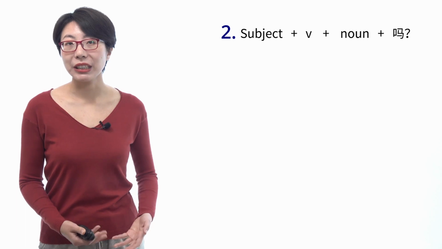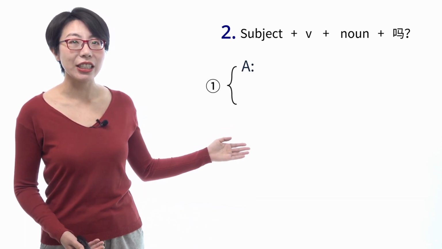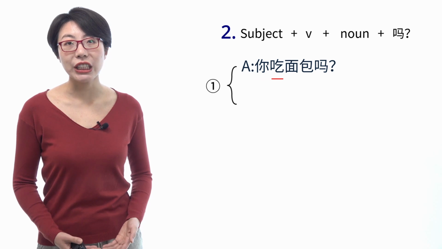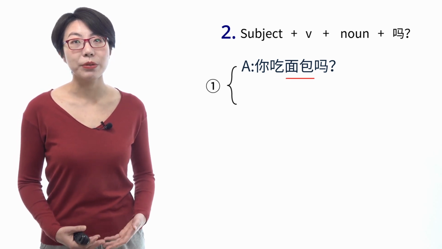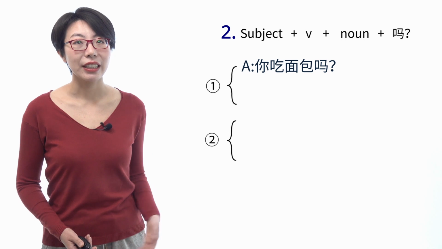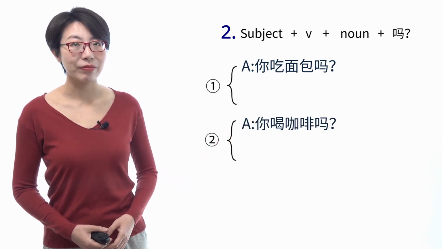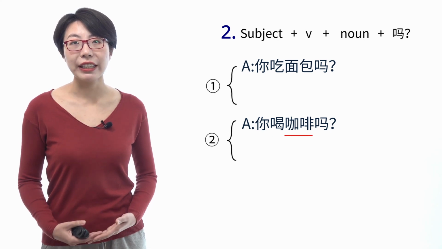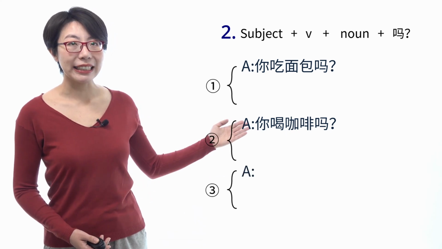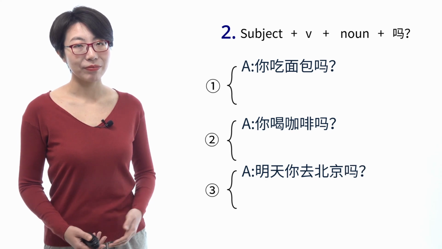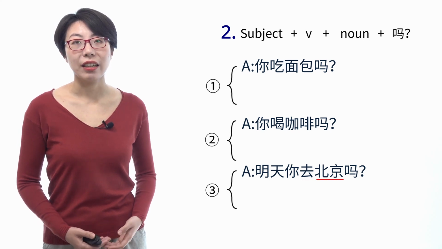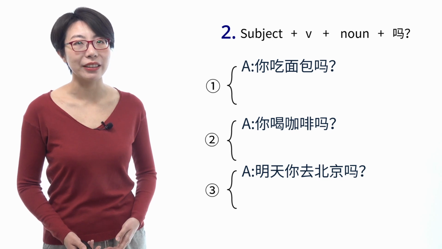So for example, from the dialogues you may have heard, 你吃面包吗? 你, subject, you, 吃, to eat, 面包, bread. So, 你吃面包吗? Do you eat bread? 你喝咖啡吗? 喝, to drink. 咖啡, coffee. Do you drink coffee? 你喝咖啡吗? 明天你去北京吗? 明天, tomorrow. 去, to go. 北京, the capital city of China. Are you going to Beijing tomorrow?